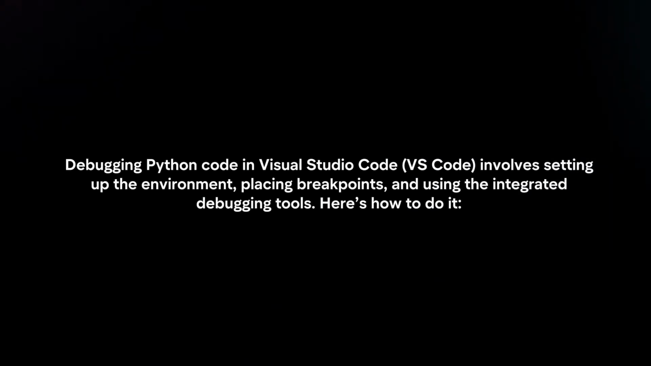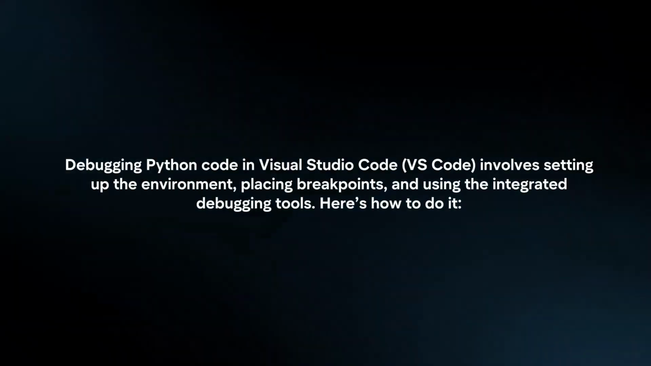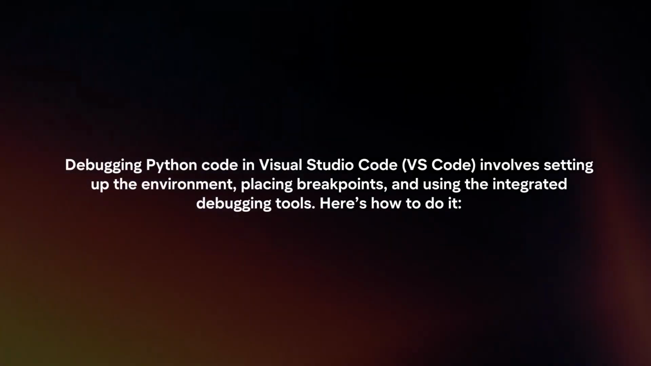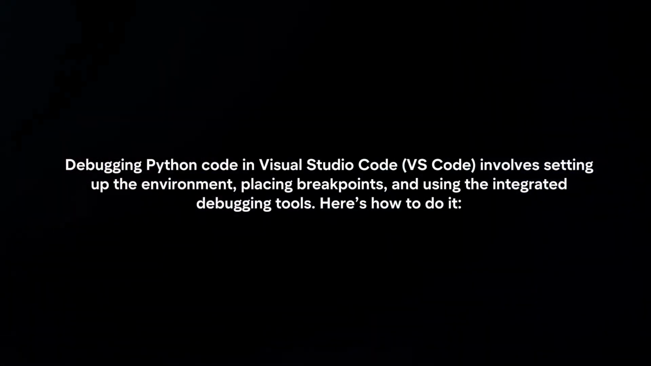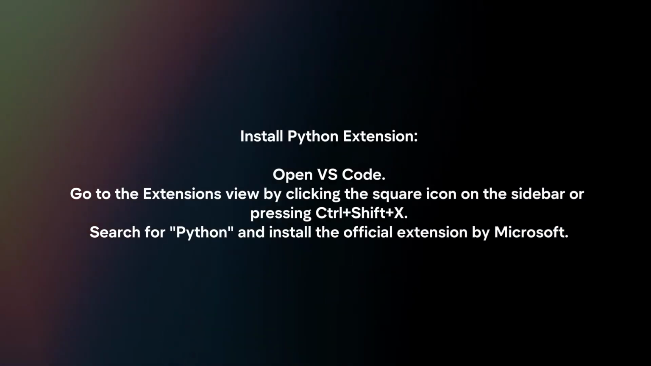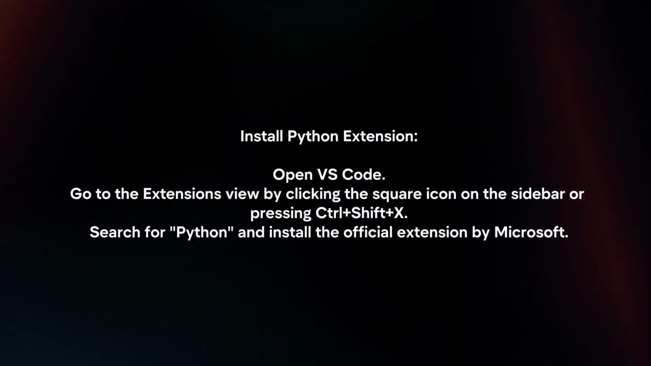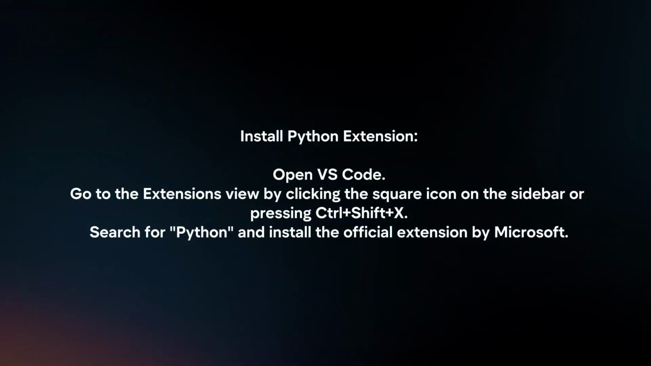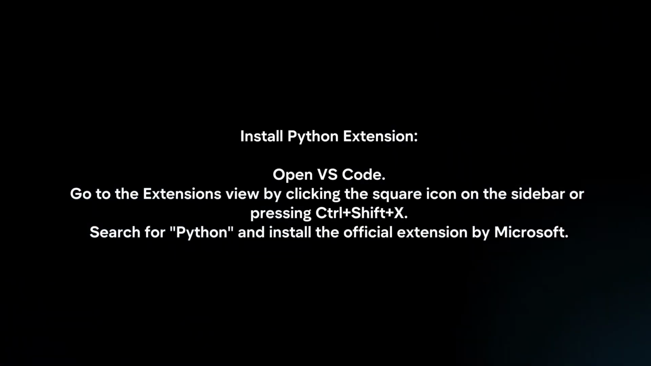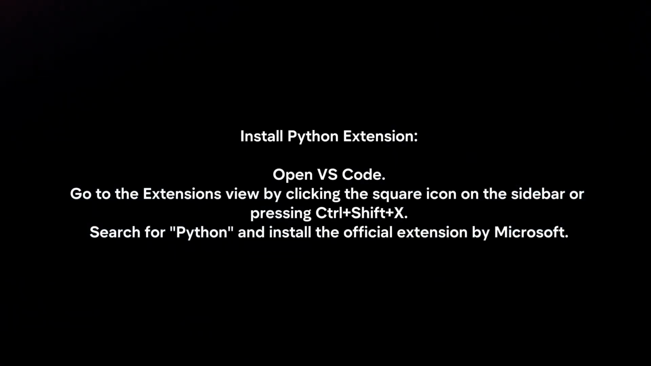Debugging Python code in Visual Studio Code involves setting up the environment, placing breakpoints, and using the integrated debugging tools. Here's how to do it. Install Python extension. Open VS Code. Go to the extensions view by clicking the square icon on the sidebar or pressing Ctrl+Shift+X. Search for Python and install the official extension by Microsoft.